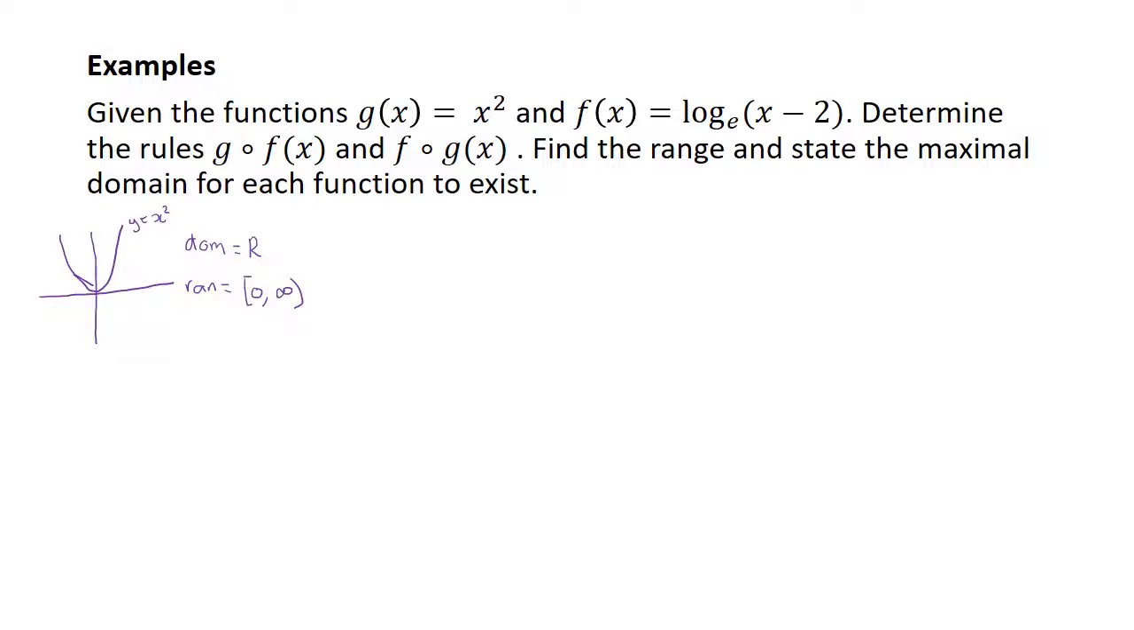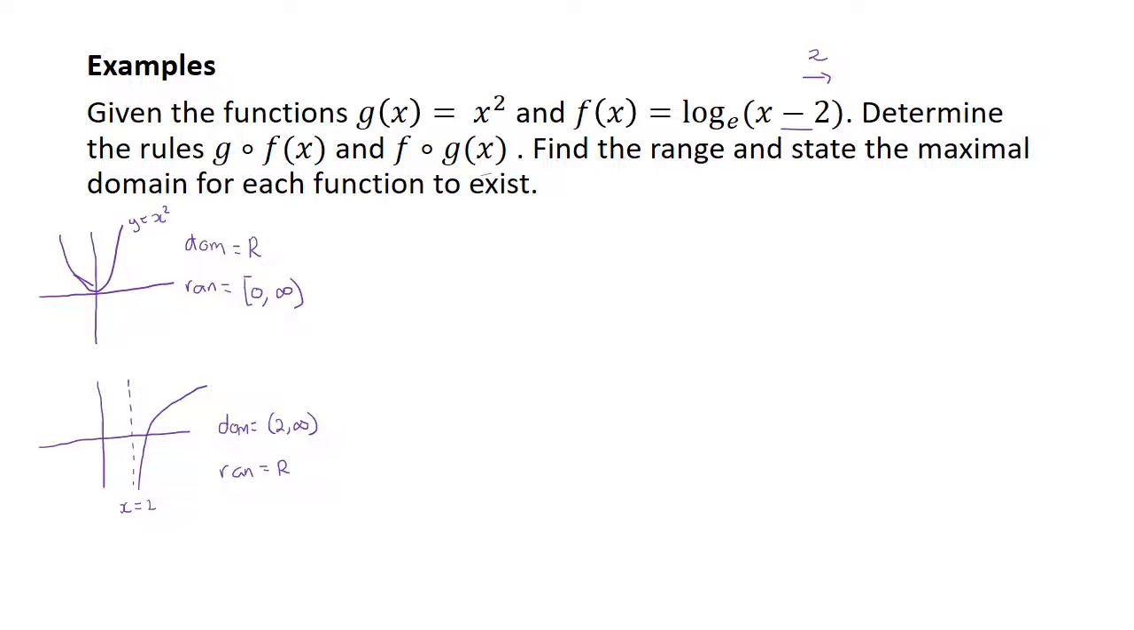The f of x function is a log function. This minus 2 means it's been translated to the right by 2. If I do a quick sketch, it's been translated to the right by 2, which means our asymptote has moved to the right by 2. So it's going to look like this. Again, we can get the domain of this function, which does not include 2, and the range of this function, which is the reals.